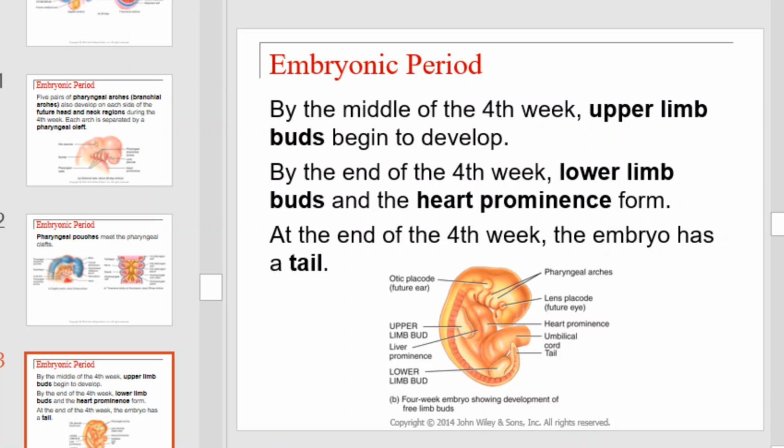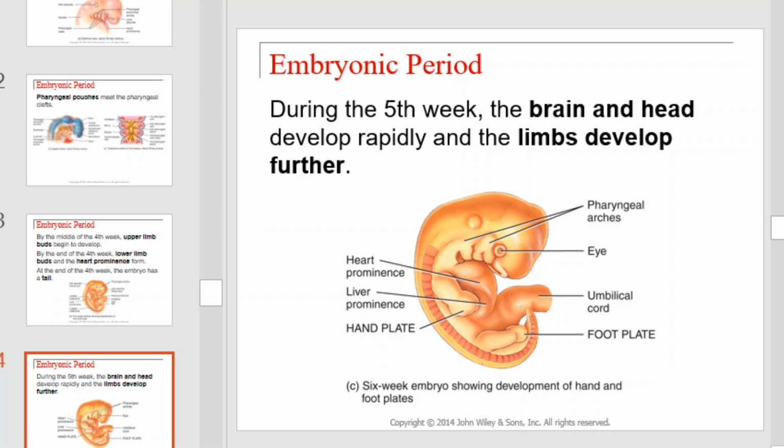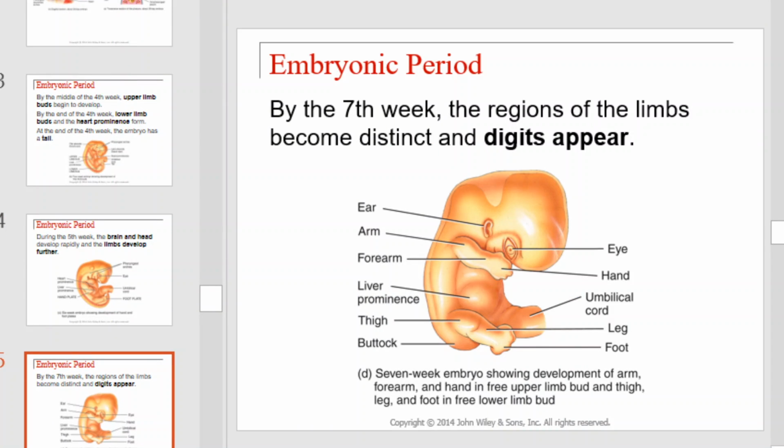By the middle of the 4th week, upper limb buds begin to develop. By the end of the 4th week, lower limb buds and the heart prominence form. At the end of the 4th week, the embryo has a tail. During the 5th week, the brain and head develop rapidly, and the limbs develop further. By the 7th week, the regions of the limbs become distinct and digits appear.